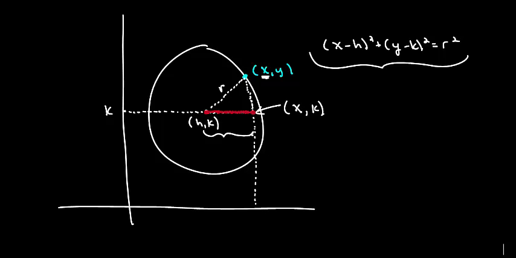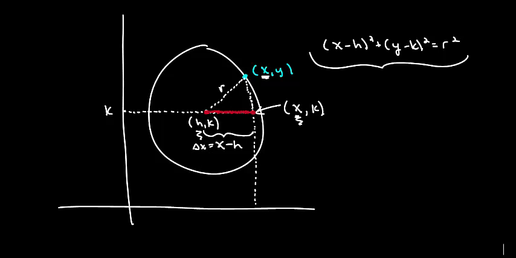So the length of the red line is the difference between the x values. So the length is x − h. Now, if you're really concerned about that and you want to make sure, what if x is not more than h? We could put absolute values around it. It's not going to matter because in a minute we're going to be squaring that. Okay, so we've got x − h. So that's this distance right here. That's what we call our delta x.